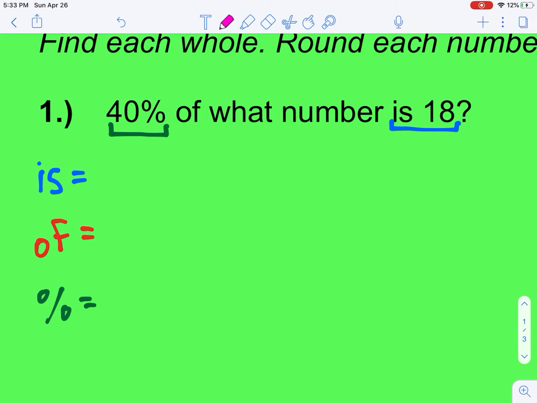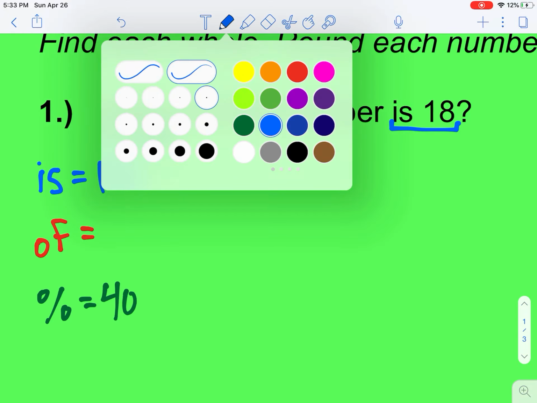40% of what number is 18? So I noticed that I have a percent symbol right there again, so that's helpful. So I'm going to put a 40 right down there. And my problem ends with is 18. So my is equals 18, and I don't know what my of is.